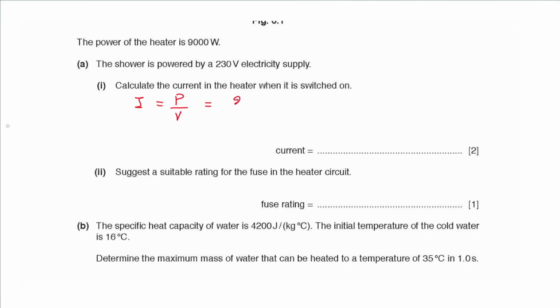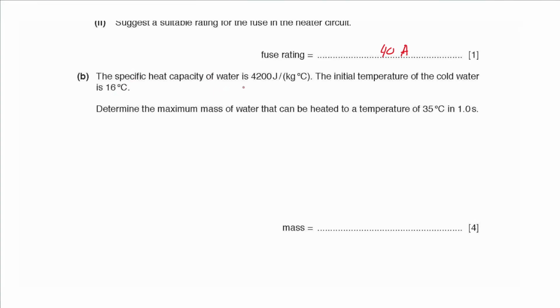We have the power 9,000 and the voltage is 230. That gives an answer of 39.13. So it's 39 amperes approximately. Double I says state a suitable rating for the fuse in the heater circuit. We choose a value that is just above the calculated current, so we can use a 40 ampere fuse, for example. Part B says the specific heat capacity of water is 4,200 joules per kilogram degrees Celsius.